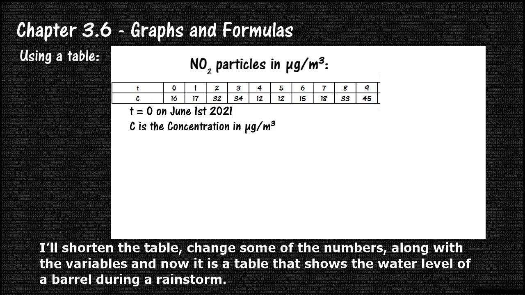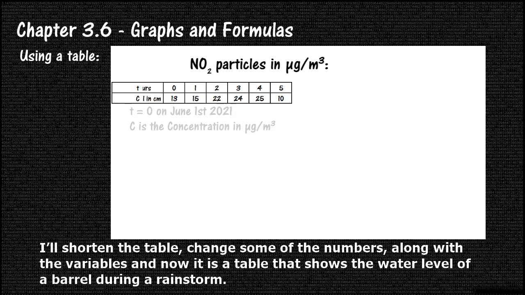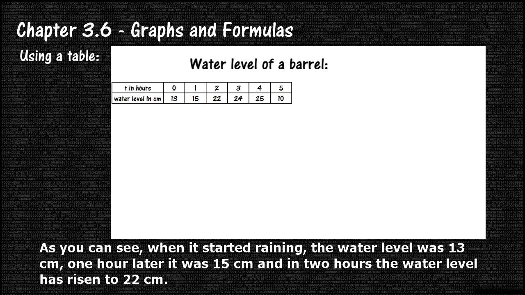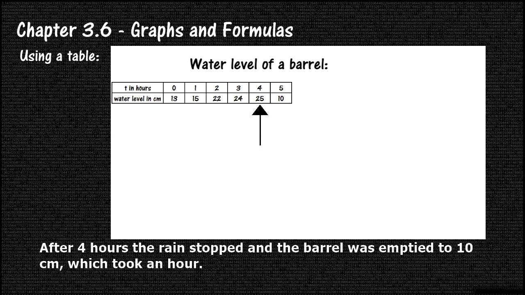I'll shorten the table, change some of the numbers along with the variables, and now it's a table that shows the water level of a barrel during a rainstorm. As you can see, when it started raining, the water level was 13 centimeters. 1 hour later it was 15 centimeters, and in 2 hours the water level has risen to 22 centimeters. After 4 hours the rain stopped and the barrel was emptied to 10 centimeters, which took an hour.